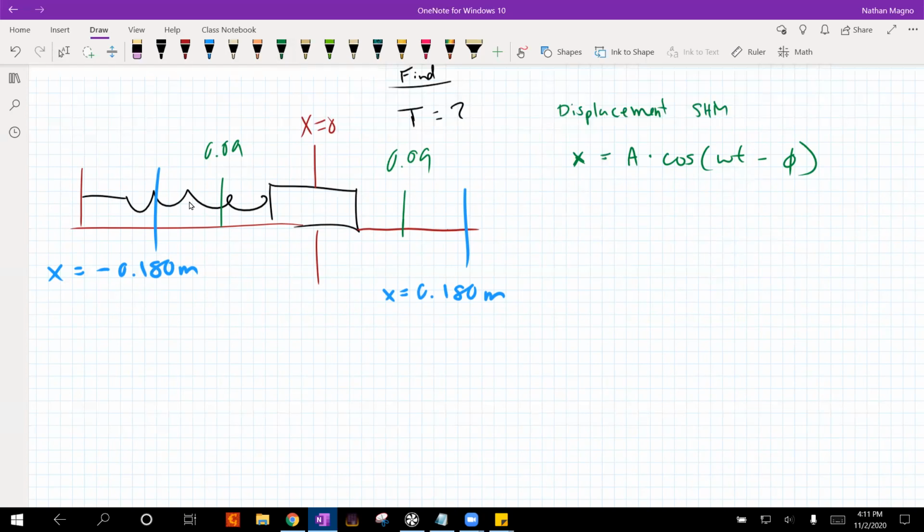All right, so basically this equation describes the position of your object if it's going through simple harmonic motion. So with no phase factor, we simply have the amplitude times the cosine of omega t. And that's pretty much all we're going to need for this problem. So now solving.